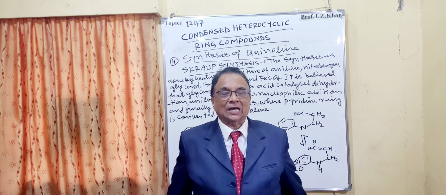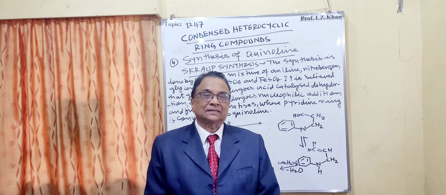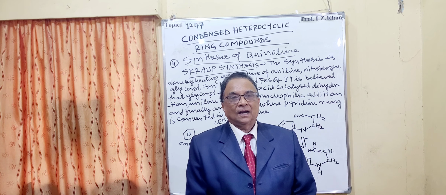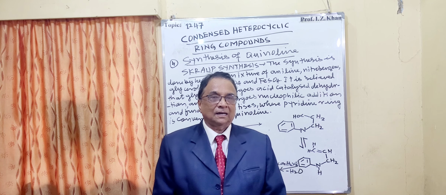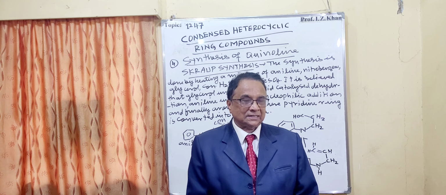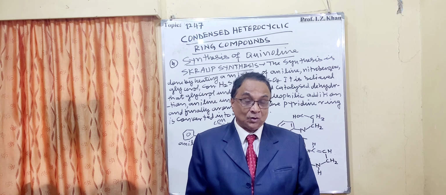So with this I will stop here. That is the condensed ring system, and in the next lecture I will discuss another condensed heterocyclic compound, that is indigo-butene.